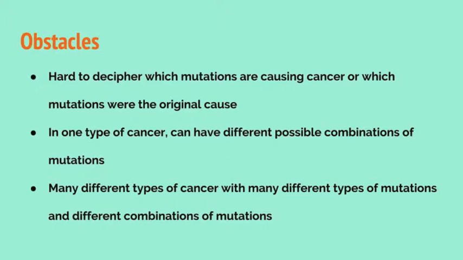And next, we have many different types of cancer with many different types of mutations, and as we talked about, different combinations of mutations, which makes it almost an exponential scale of how many different mutations we need to look at. Because if there are specific mutations for each type of cancer, but there are also multiple combinations of mutations in a given cancer that will lead to the person being diagnosed with that cancer, we have a lot more mutations to consider to actually decipher which one is the cause of cancer.